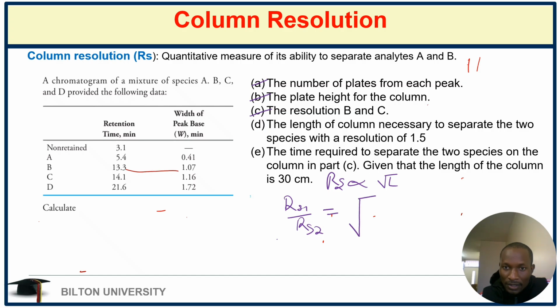We can just do everything of L1 divided by L2, and in this case the resolution 1 we got was the one that we got in part C, and if I remember well, it was 0.7175, and the resolution 2 is the one that you have been given here, and length 1 is the length of the column initially, which is 30 centimeters. So we need to get the second length that can give us a resolution of 1.5. From there we can substitute straight.